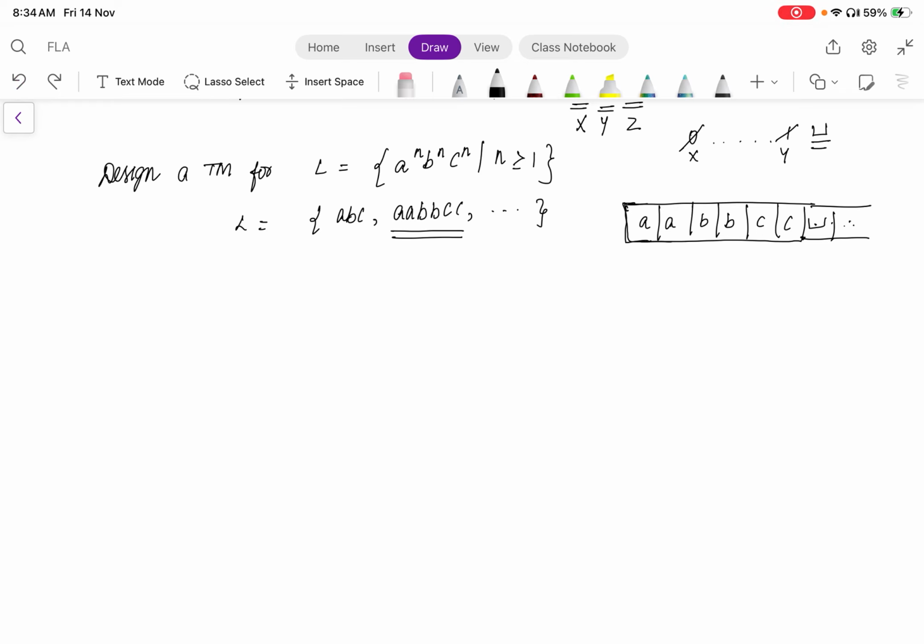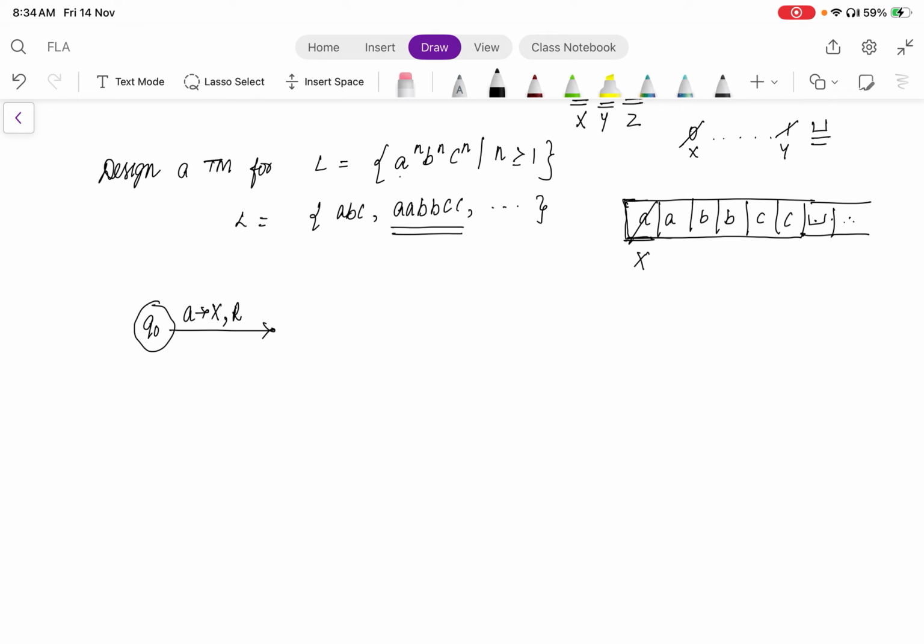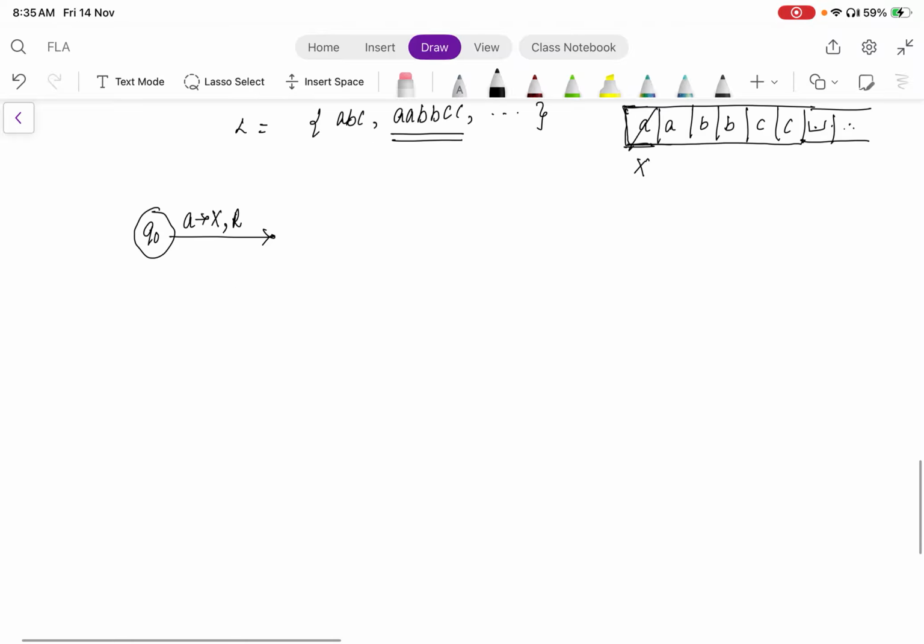Let's see how we can draw a Turing machine for this. What is the first step? To replace A with X. So you draw that state, the Q naught state, and you replace your A by X. Keep moving right. What is the aim now? To find a B. You are done with A, and you are going to match that A with B. The count of all A's, B's, and C's should be equal, so you have to match every A with a B and a C.